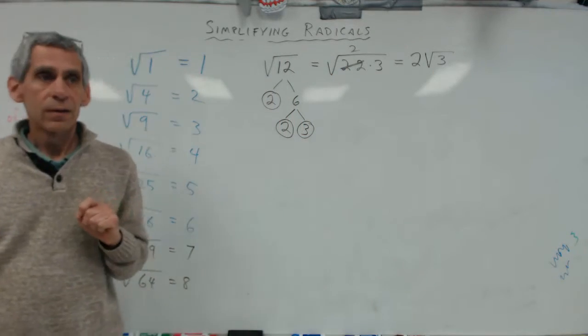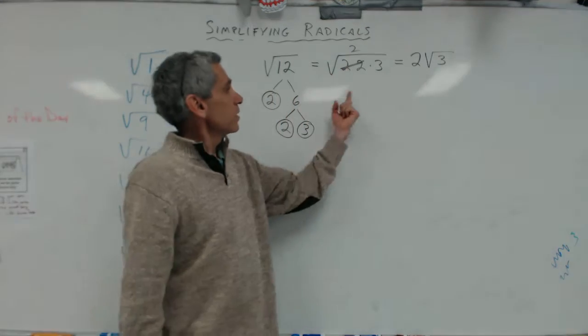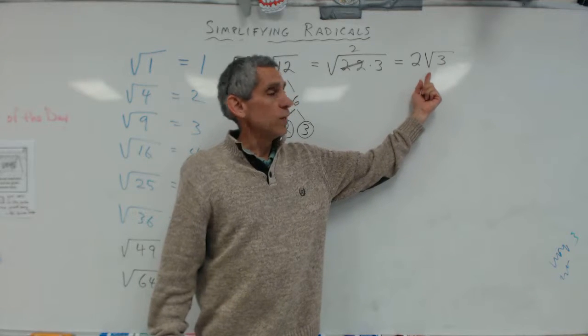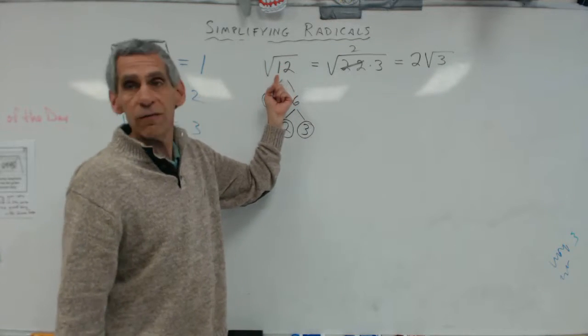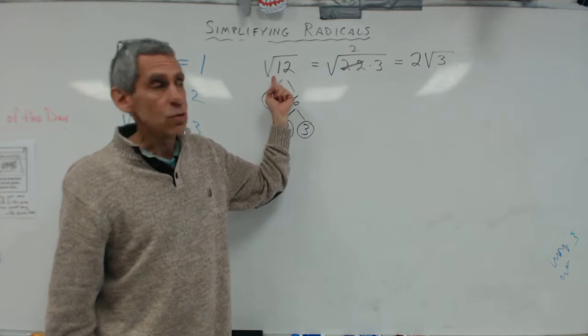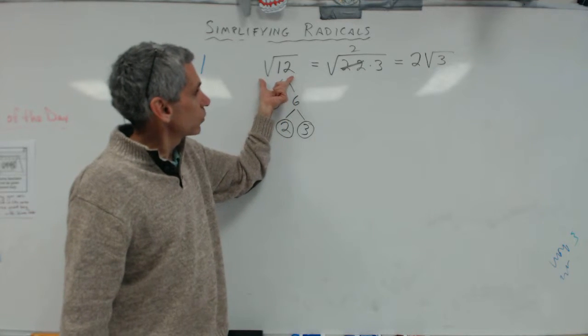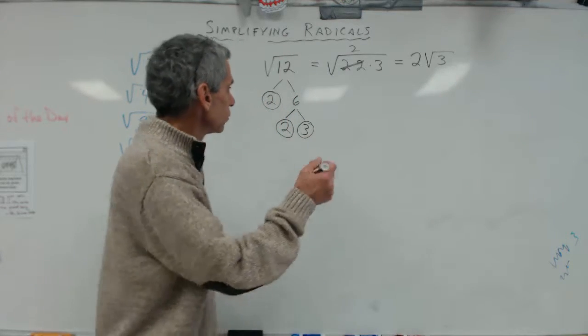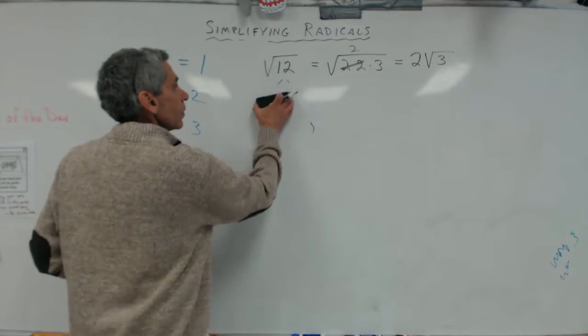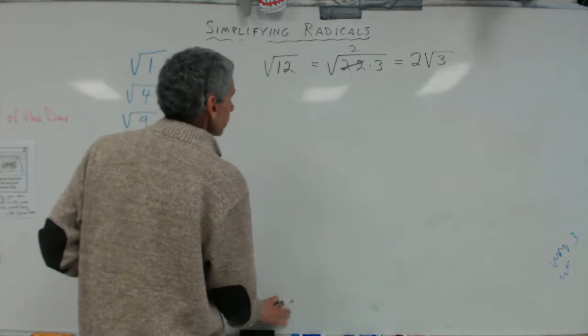Yay, Manuk smart, everybody. Good job. So this is considered the simplified version of that. Okay? So if I said simplify the square root of 12, that's what I'm looking for. Okay? So let's try a few. How does that equal 12?